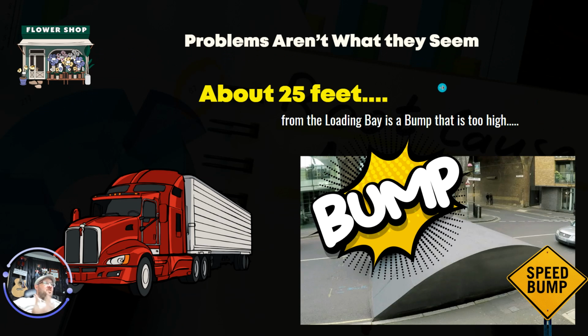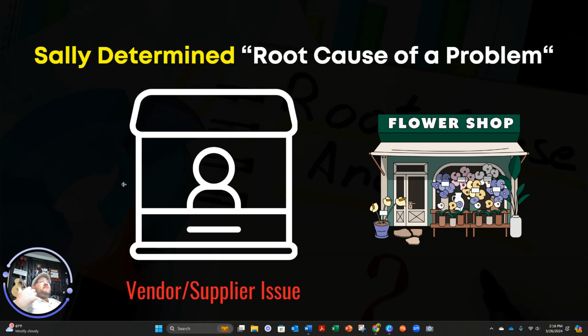And remember that sometimes problems aren't going to be what they seem. And essentially in this scenario, about 25 feet from their loading bay, there was a bump that was too high. Collaborating with the vendor, they realized that bump was something that was brought up very frequently by the delivery drivers.